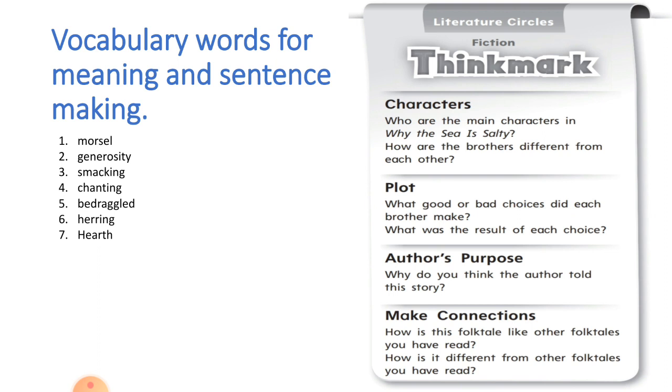Here the questions are about the characters. Now about the plot. What good or bad choices did each brother make? What was the result of each choice? So this will help you in your fictitious creative writing. When you're doing your creative writing, you can think Mark. So the characters, you can go with your characters first, then you can think of the plot.